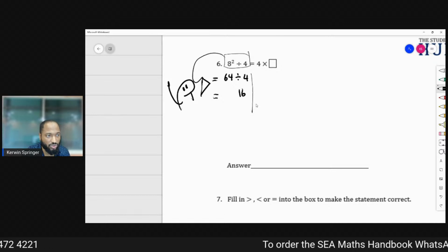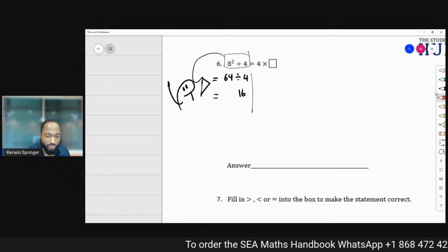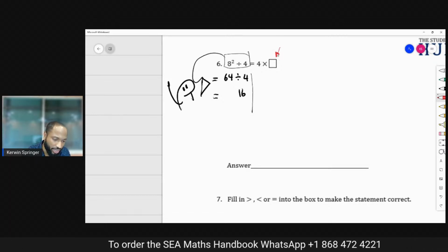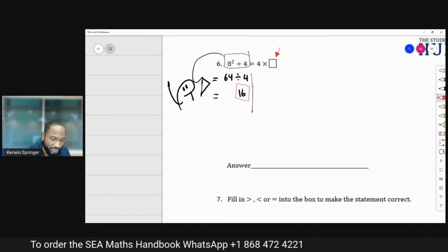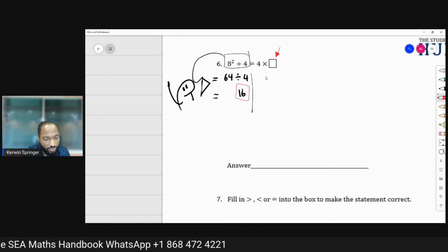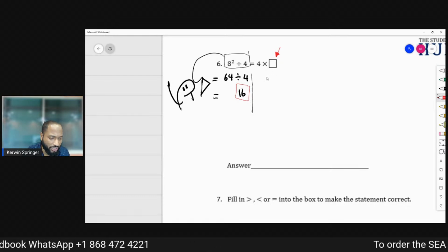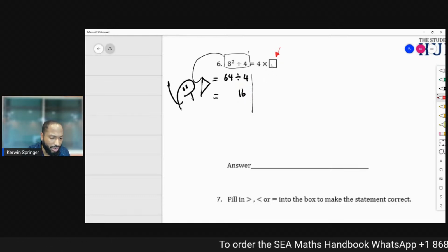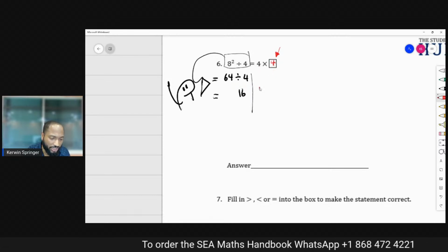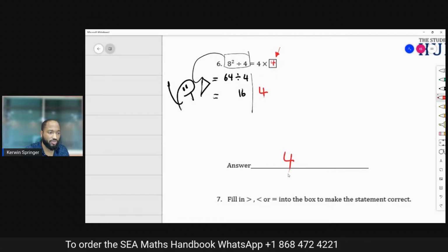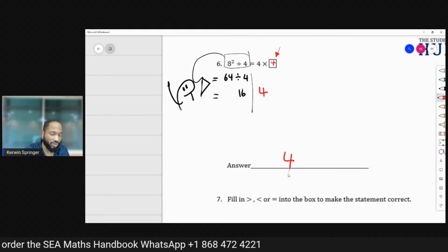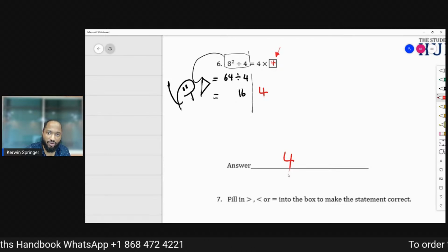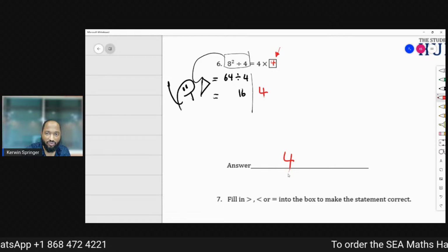So therefore, what number is supposed to go in here? I want the number to be equal to 16. 64 divided by 4 is 16? Yes. So that number should be 4, because 4 times 4 is 16. So 4 is what we're looking for.